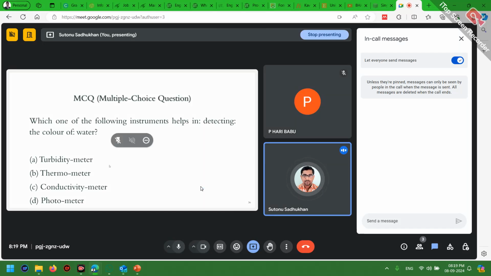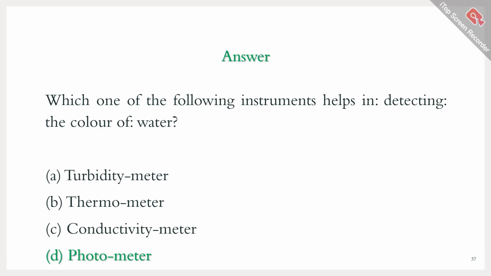Okay, so we'll proceed with the answer. So it is photometer. Photometer is the one instrument that is used for detecting water color.